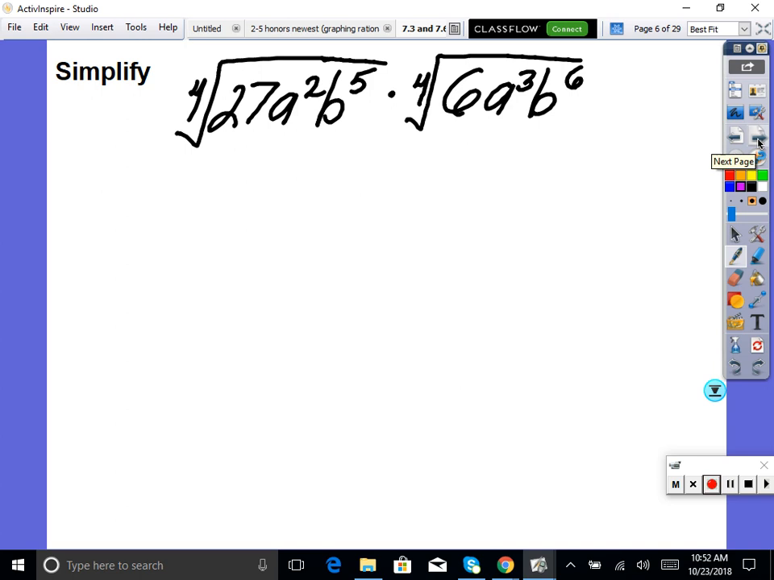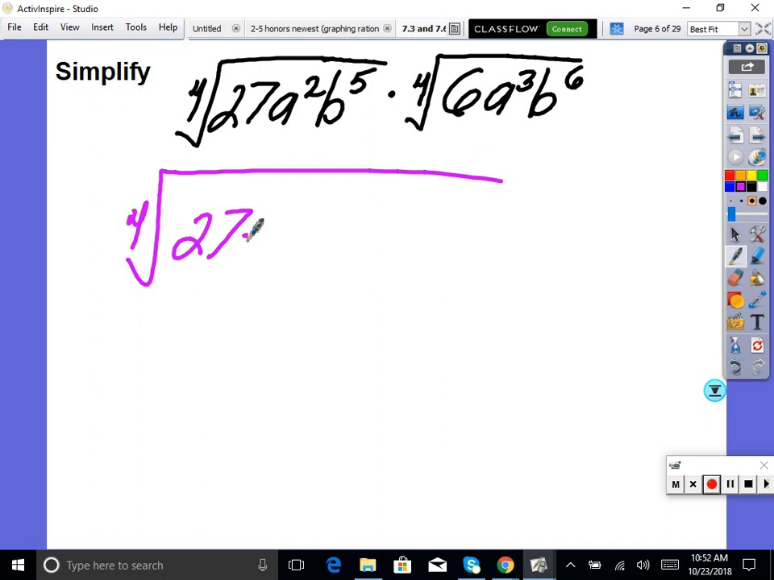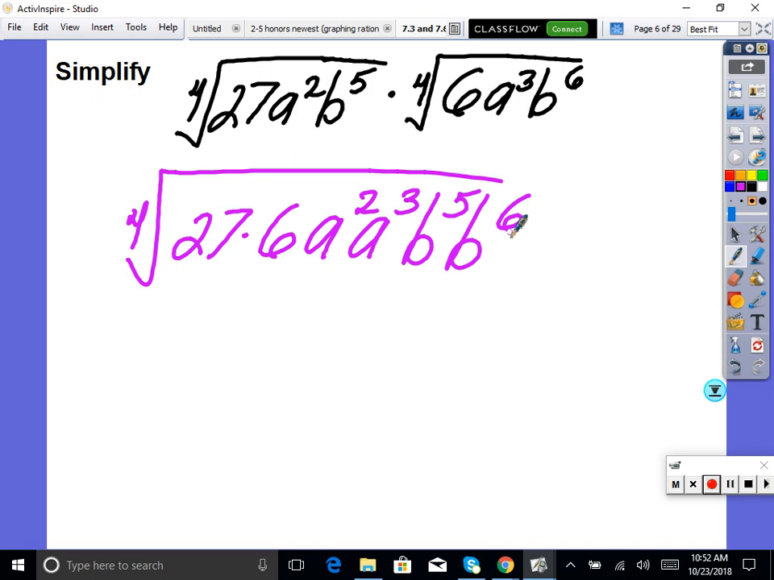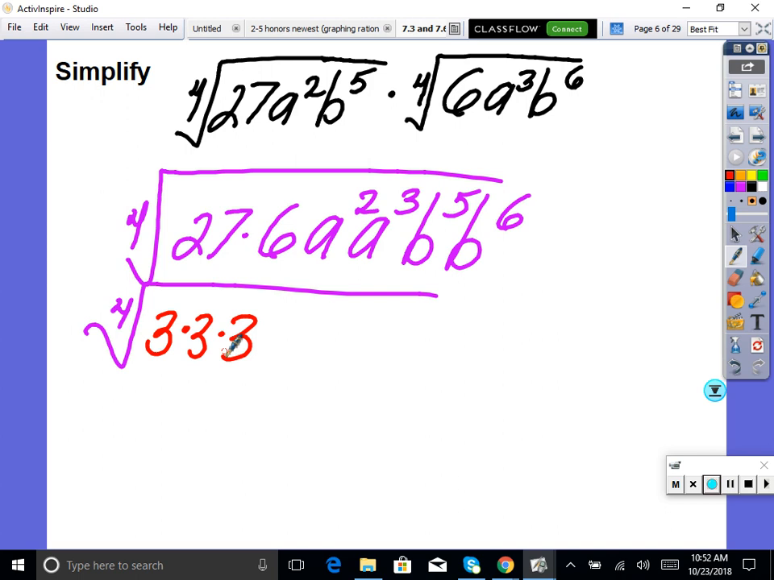Let's do this one. So we have the 4th root of 27 times 6. Then we have an a squared and a cubed. Then we have a b to the 5th, b to the 6th. I'm going to do this an easier way. I'm going to think more advancedly. Instead of writing out a bunch of b's, I'm going to just put them together. So 27 breaks down into 3 times 3 times 3, doesn't it? Yeah. I'm doing that way quick in my head.